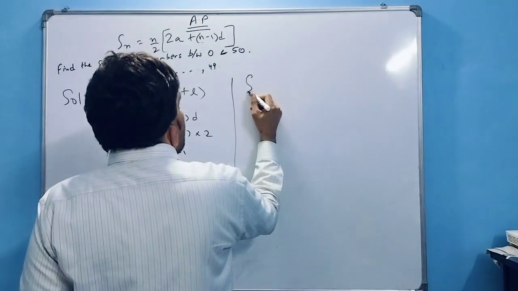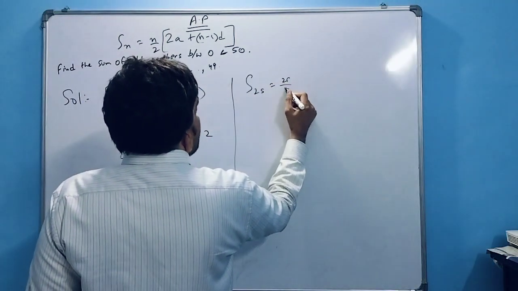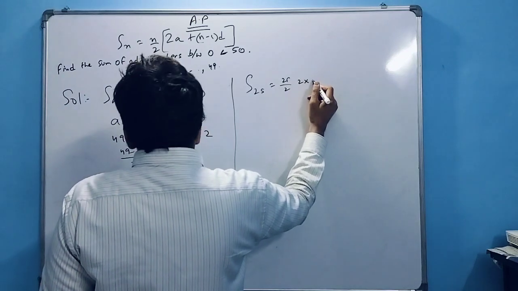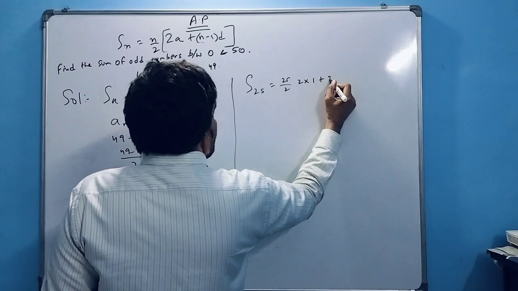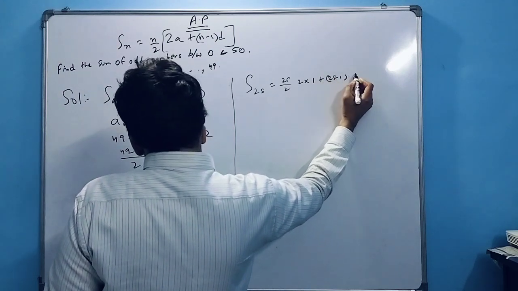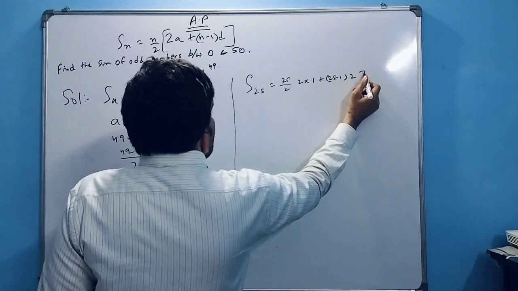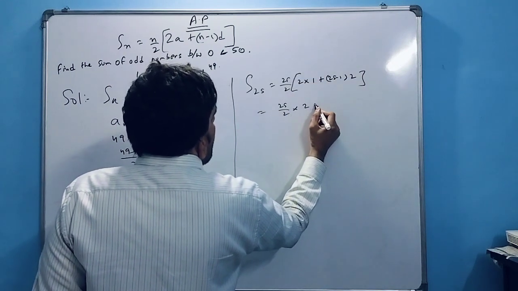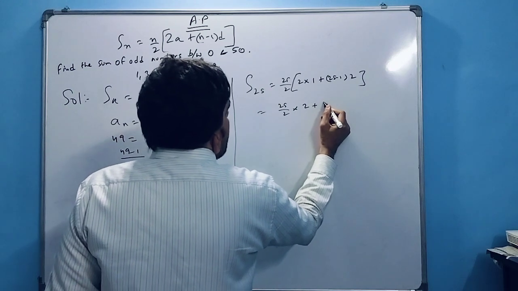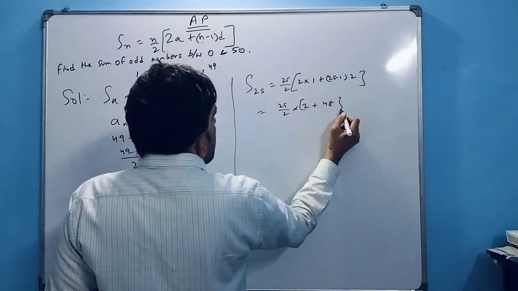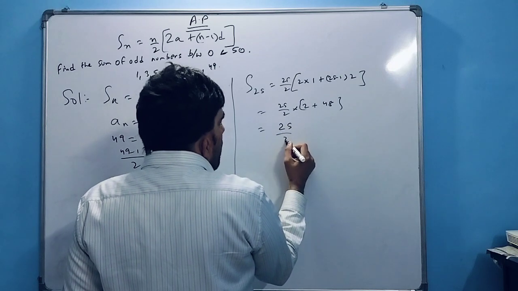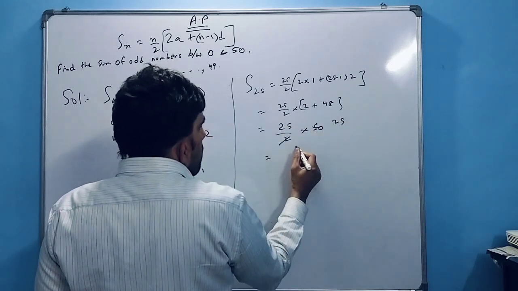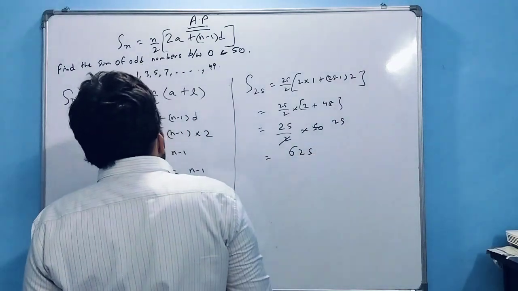Now easily I can find the sum, that is 25 by 2 into (2 into a). 2 into a, we have 1, plus (25 minus 1) into d, we have 2. Okay. So easily we can find 25 by 2 into (2 plus 24 into 2, 48). So I can easily find the value, that is now I got 25. So the sum I got is 625.